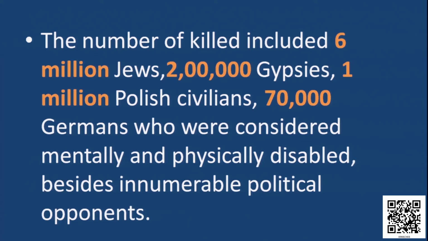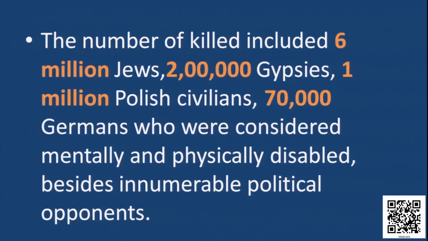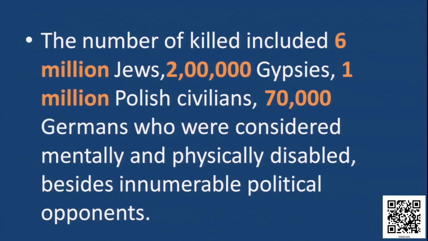70,000 Germans, even people from his own country, who were considered mentally and physically disabled. People who were considered mentally and physically disabled, having no contribution to the development of the country, were killed during the time of Nazi rule. And at the same time, innumerable political opponents were also killed, those who were opposing the ideology of Nazism, the ideology of Hitler. So, this was the genocidal war. Killing a large number of people: 6 million Jews, 2 lakh gypsies, 70,000 Germans.